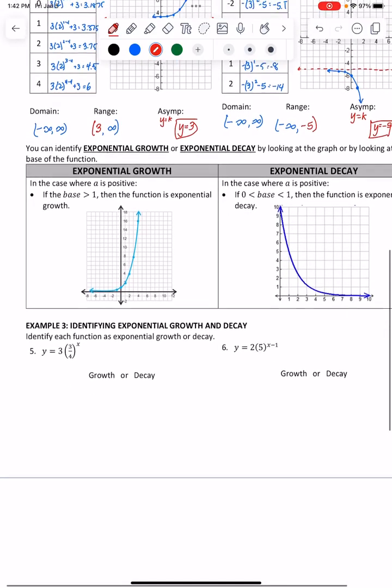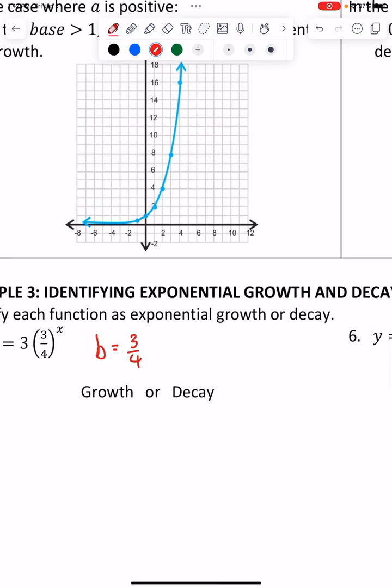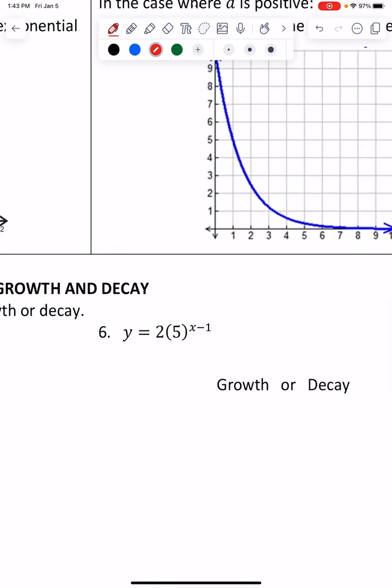So if we look at this, right, to figure out these are exponential growth or decay, in this case, our base, the thing being raised to the exponent, is 3 over 4. Okay, so 3/4. So 3/4, our base then is smaller than 1, bigger than 0. So it's between 0 and 1. So this thing is decay. It's going to be getting smaller. If we look at 6, our base this time, right, the thing being raised to the exponent is 5, and that is bigger than 1. So that would make this thing growth.